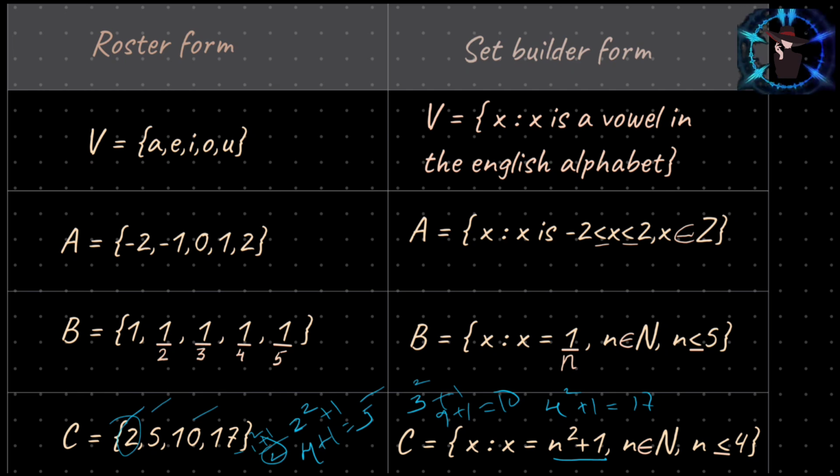So we are taking the elements of the set in the form of n square plus 1, where n belongs to natural numbers. What are the natural numbers? 1, 2, 3, 4, and so on. But we have a restriction till 4, so n is less than or equal to 4.